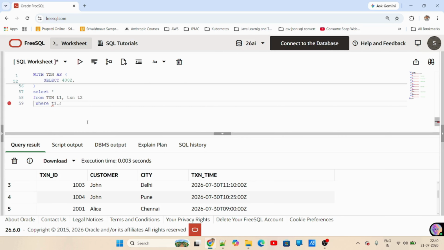The common condition is obviously what? Customer. So customer should match in both the tables. Okay. So this is table 1 and this is table 2. What is the joining condition? The customer.